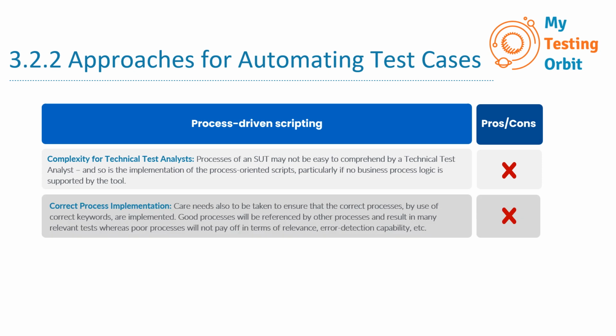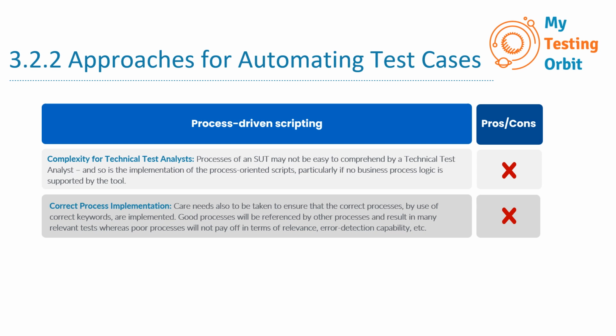The next one is correct process implementation. Care needs also to be taken to ensure that the correct processes, by use of correct keywords, are implemented. Good processes will be referenced by other processes and result in many relevant tests, whereas poor processes will not pay off in terms of relevance, error detection capability, etc.